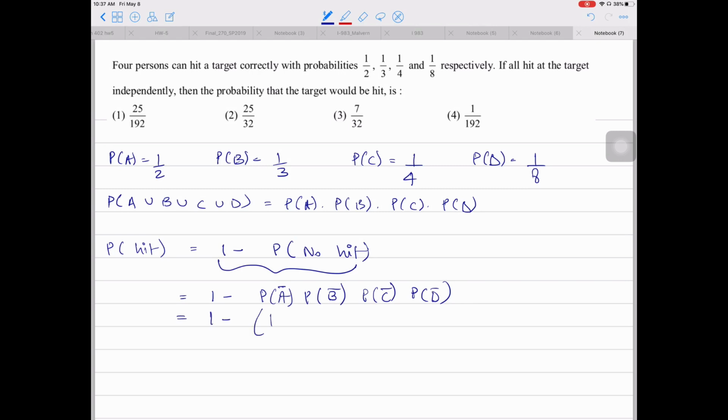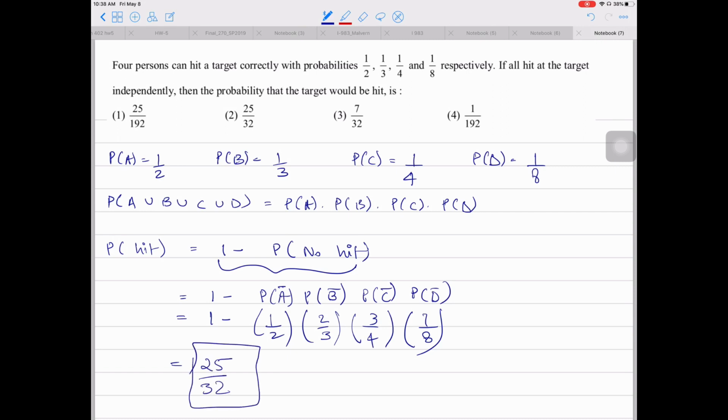So this is 1 minus 1/2, which is half. This is 1 minus 1/3, which is 2/3. This is 1 minus 1/4, which is 3/4. This is 1 minus 1/8, which is 7/8. And this difference comes up to be 25 over 32. So our answer is option 2, 25 over 32. Let's move on to the next question.